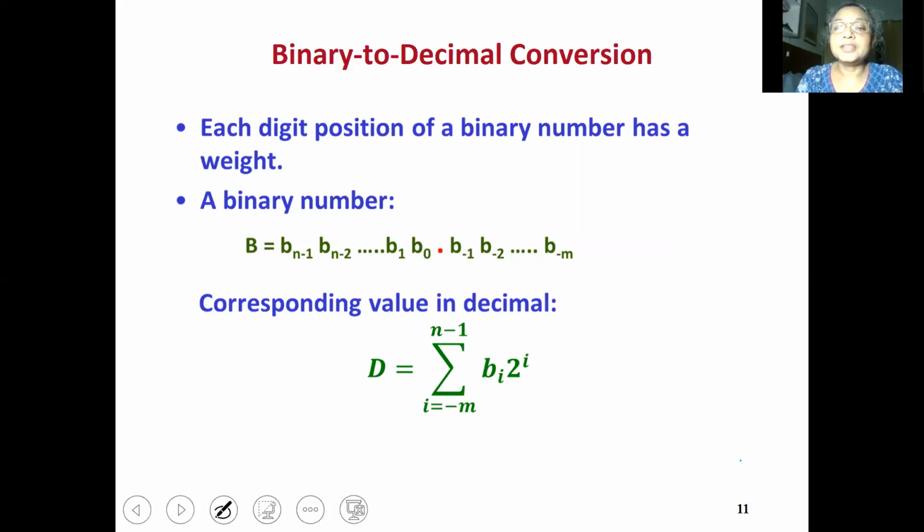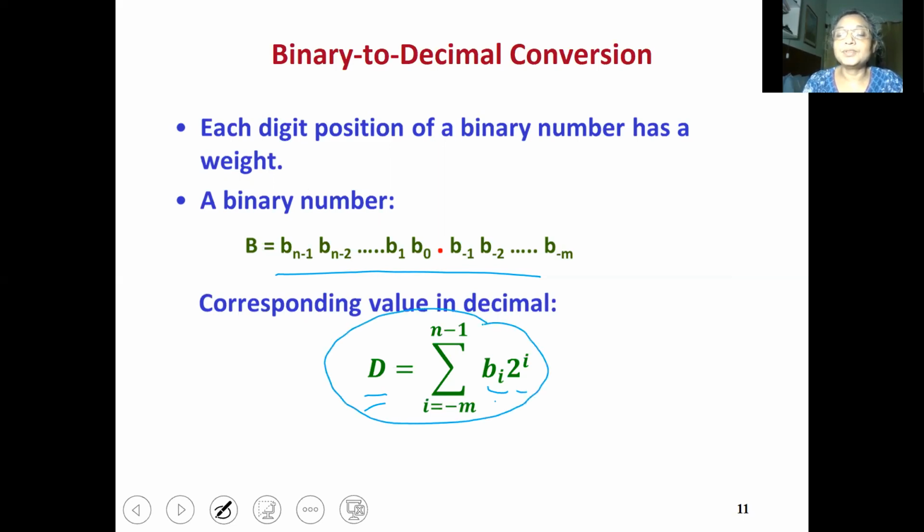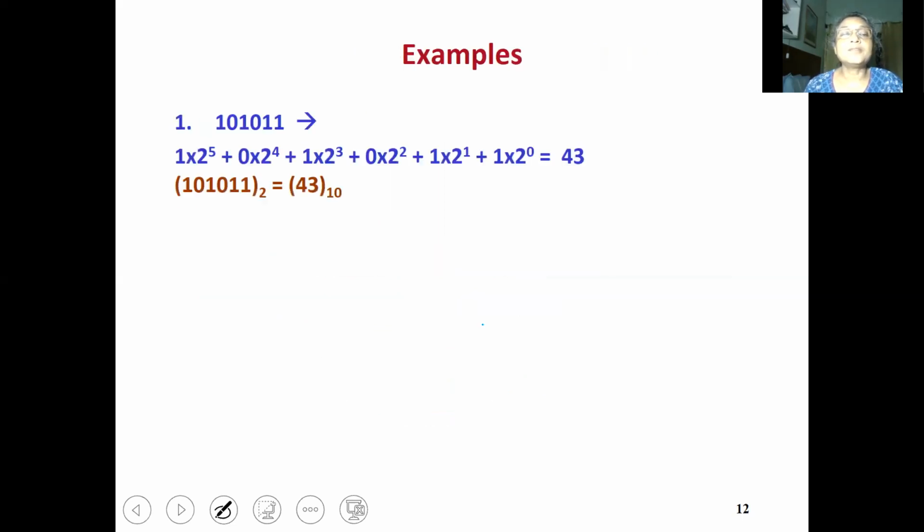So we have seen that each digit position of a binary number has a weight, and therefore we can compute the decimal value of the number by multiplying every bit by its weight. So we can say we take a summation of b_i times 2 to the power i, where i varies from minus m to n minus 1. So minus m to minus 1 are to the right of the binary point, and 0 to n minus 1 are to the left of the binary point. And we can compute this to get the decimal value of a binary number. Let's work out an example.